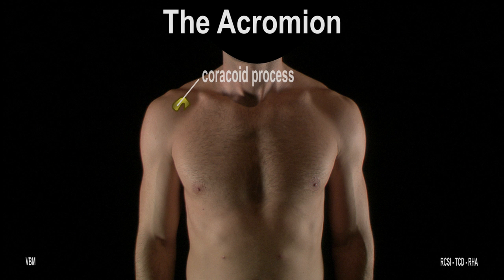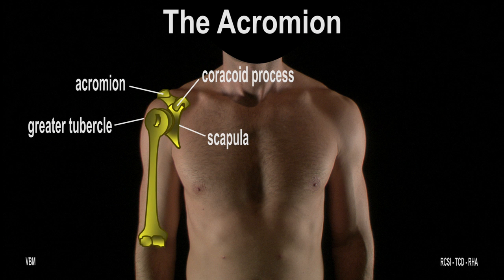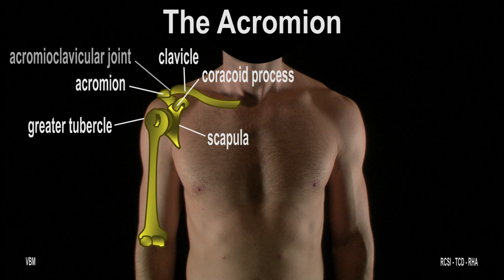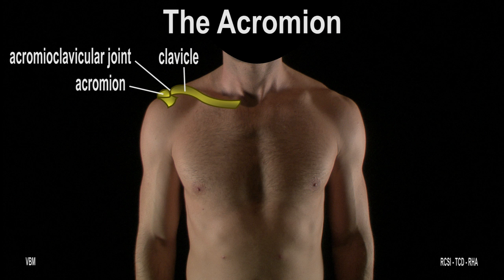The acromion. The acromion is an anterolateral projection of the spine of the scapula. It arches over the glenohumeral joint and articulates with the clavicle at the acromioclavicular joint. Palpate the acromioclavicular joint by pressing medially above the acromion.